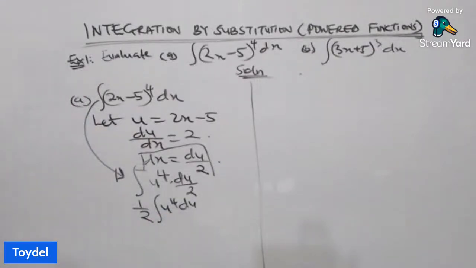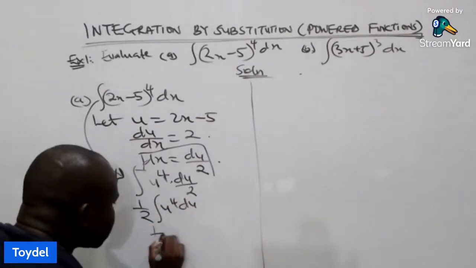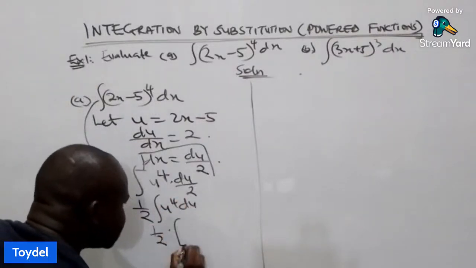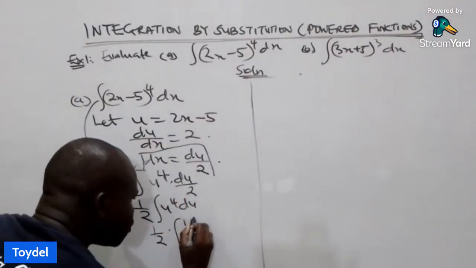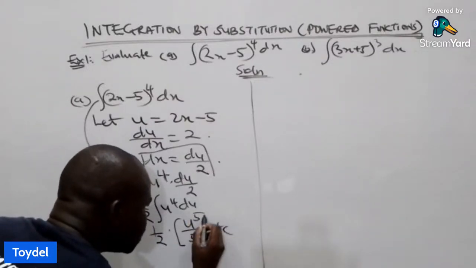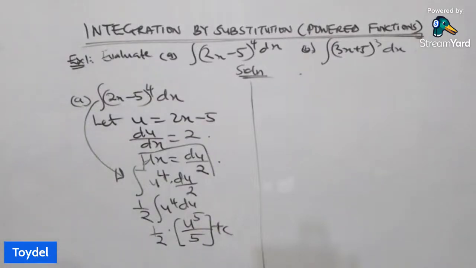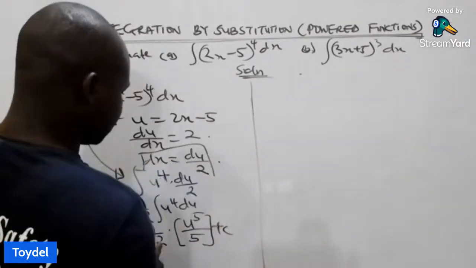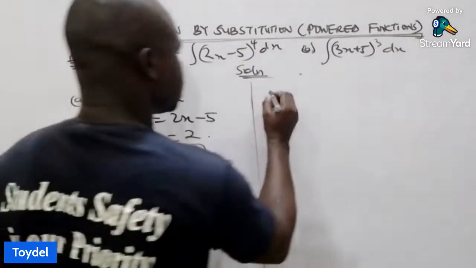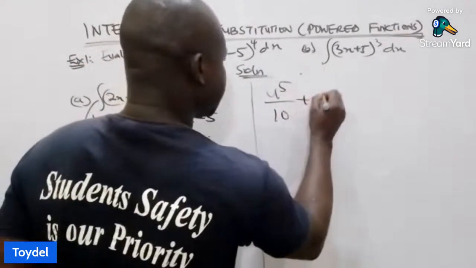And if I integrate u raised to power 4, I'm going to have 1 over 2 multiplied by, what is the integral of u raised to power 4? U raised to power 4 plus 1, that is 5, all over 5, plus an arbitrary constant. From there, I can open up. I'm going to have 1 over 2 multiplied by u raised to power 5 over 5, so 2 times 5 is 10: u raised to power 5 over 10 plus an arbitrary constant.